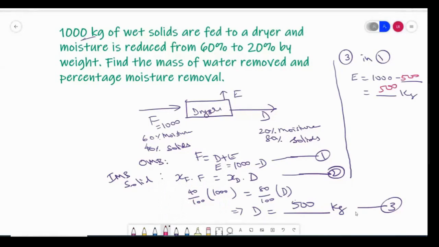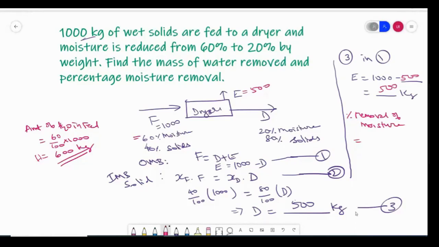So what is asked? The percentage moisture removal is asked. Okay, so how to find percentage? Amount of moisture in the feed is 60 by 100. Amount of moisture in feed is equal to 60% of 1000, right? That is 600 kg. So you have water present in the feed is 600 kg, which I also used to write with capital H, right? Whatever is the amount of water in the feed is 600 kg and E is 500. So you can report what is the percentage removal of moisture.